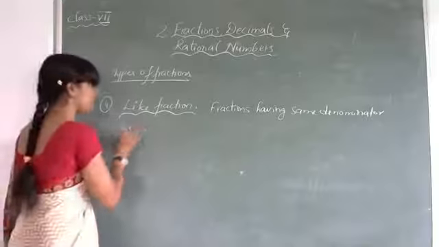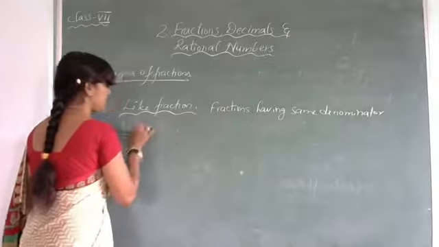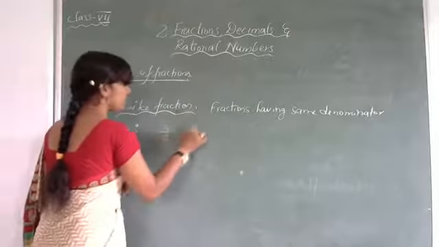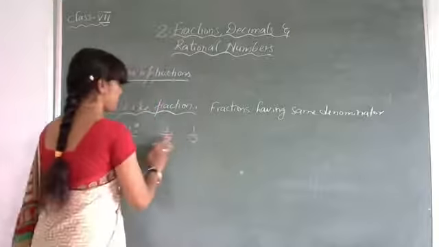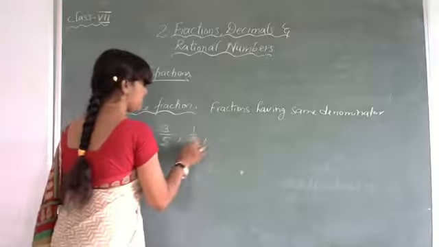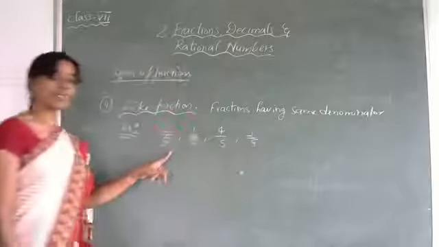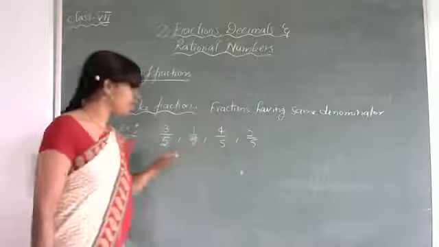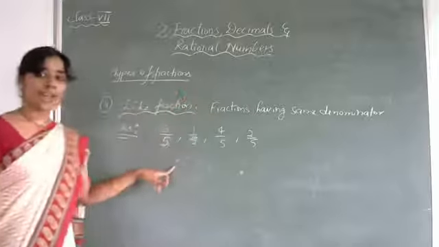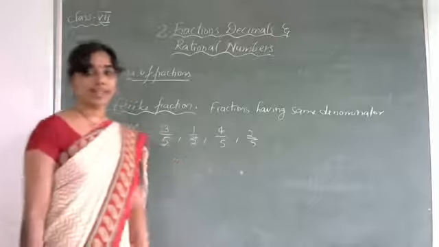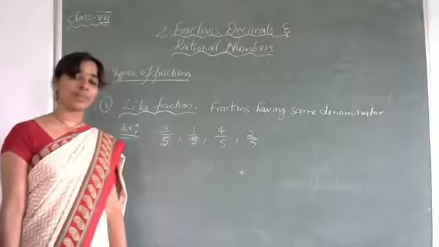Examples, see children: 3 by 5, 1 by 5, 4 by 5, 2 by 5. Here you observe the denominator is the same. For all these fractions the denominator is the same. Only the numerator is changing. So fractions having the same denominator are called like fractions. Understand, children? Fractions having the same denominator are called like fractions.